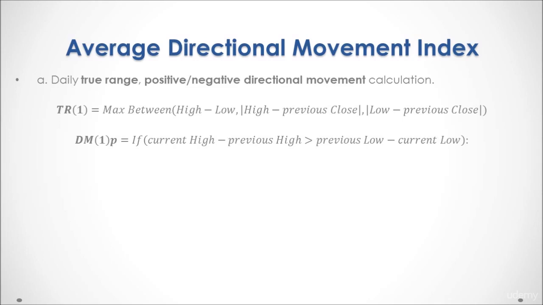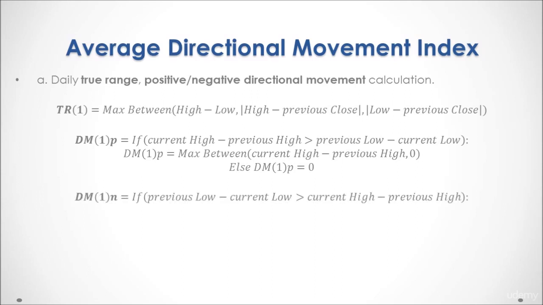For the daily positive directional movement, we ask if the current high minus previous high is greater than previous low minus current low. Then the corresponding daily positive directional movement is equal to the maximum between the current high minus previous high, or zero. Else, our daily positive directional movement is equal to zero.